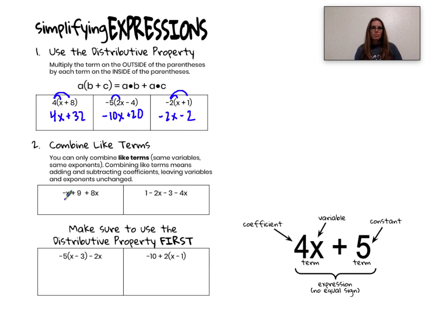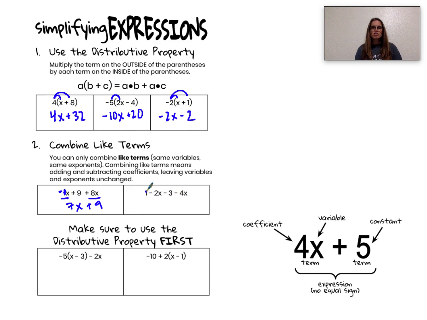In this first example, we have one pair of like terms. Negative x and 8x are like terms. Now, by combining like terms, we need to add those coefficients, and this negative x has an invisible coefficient of negative 1. So negative 1x plus 8x is just 7x. And then 9 does not have any like term that it needs to be combined with, so my simplified expression is just 7x plus 9.